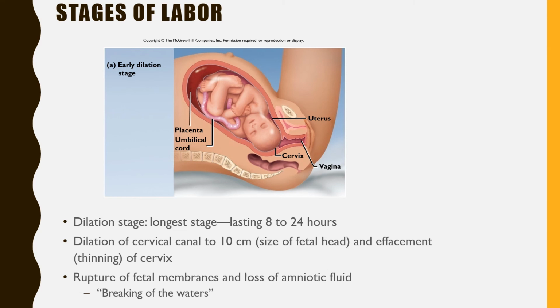And then effacement. So effacement is just the thinning of the cervix. Remember, it's softening because of that estrogen. So as it softens and the head's getting pushed against it, it can kind of flatten, and then the cervical canal can open. So we call the flattening of it, or the thinning of the cervix, effacement. All right, and dilatation is the opening of that canal up to 10 centimeters. During this time, at some point, you're going to have a rupture of the fetal membranes and loss of that amniotic fluid. This is oftentimes referred to as the breaking of the waters.